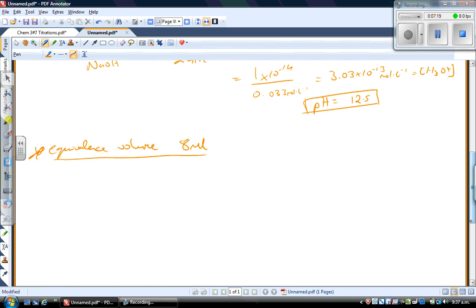So the way you do this is you start with what you know. At equivalence, the chemistry which is taking place is your strong acid neutralized with your strong base to form NaCl, the salt, plus water. From this equation, we can then say that the moles of HCl will give us the moles of sodium hydroxide at equivalence. This is at equivalence.